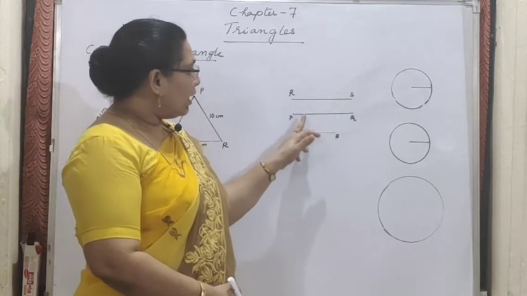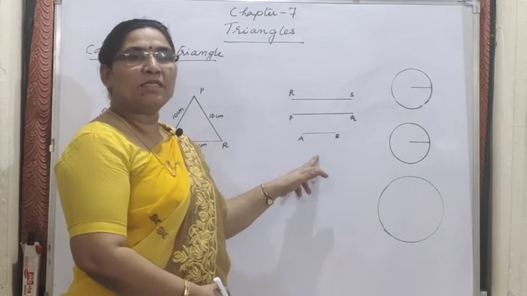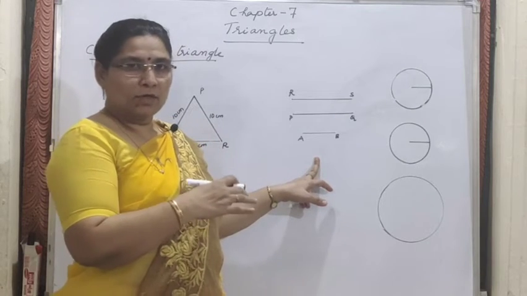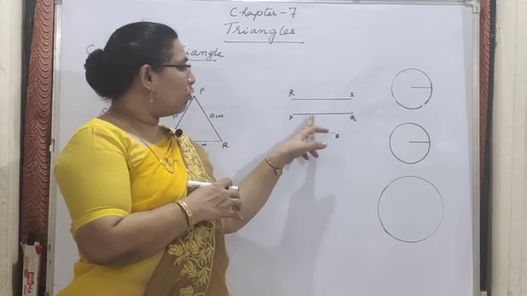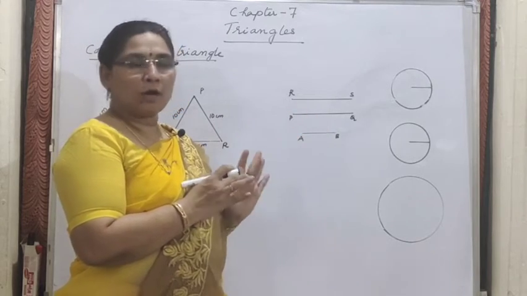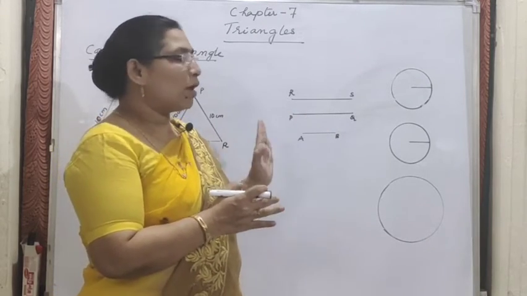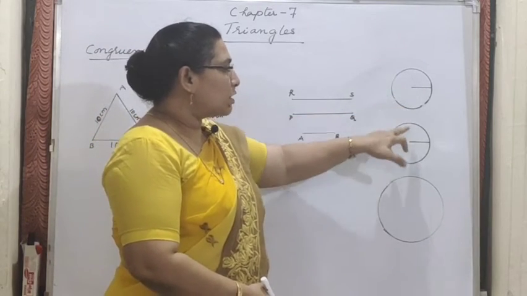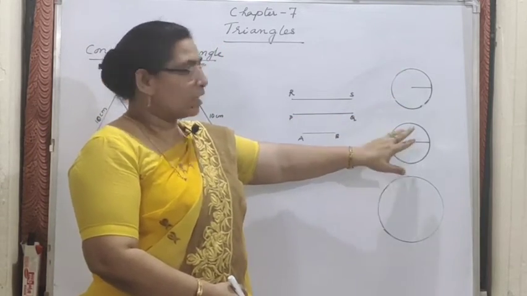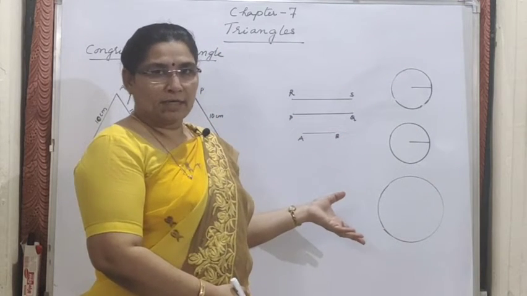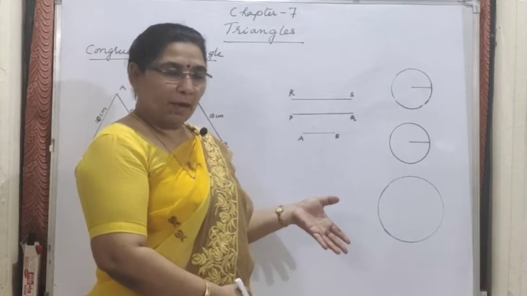And similarly, when we keep AB on PQ, AB is lesser than the length of PQ, so it will not cover exactly. So they are not congruent. PQ and RS are congruent in length, whereas AB and PQ are not congruent in length. That means they are not covering each other. Now we take two circles of the same radius. If we keep one on the other, what will happen? They exactly cover each other. So the congruency is happening here.